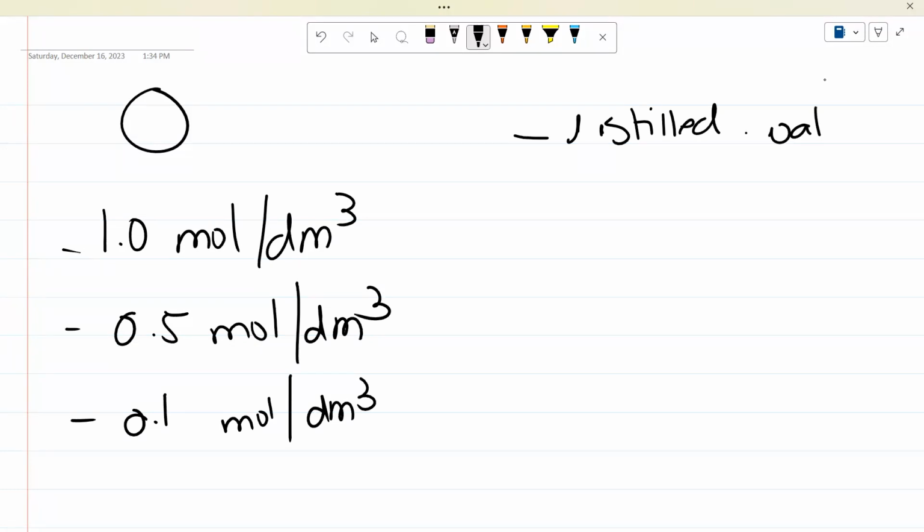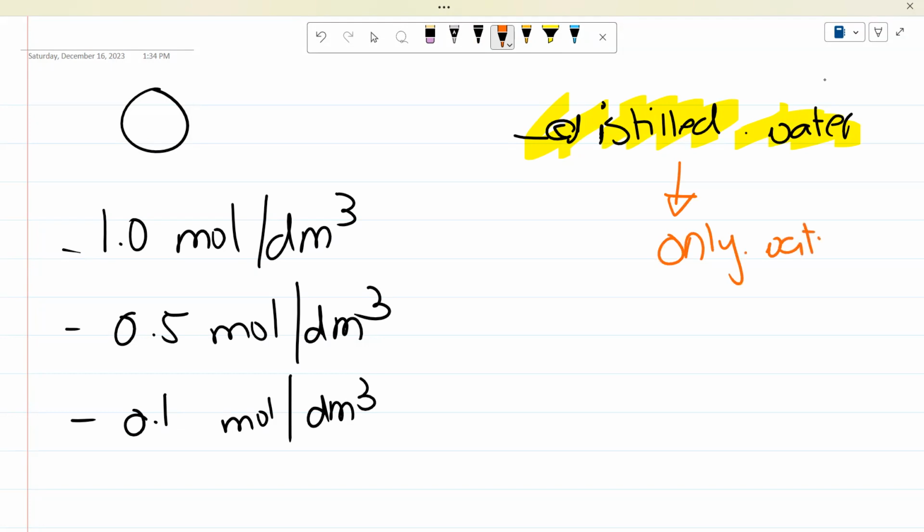Now, to my surprise, some students don't know what distilled water means. What does distilled water mean? Pure water. Yes, distilled water is only water, pure water. I was very surprised when I realized that some people don't know what distilled water is. They try to play around with the words. Distilled water is the same as pure water, okay?